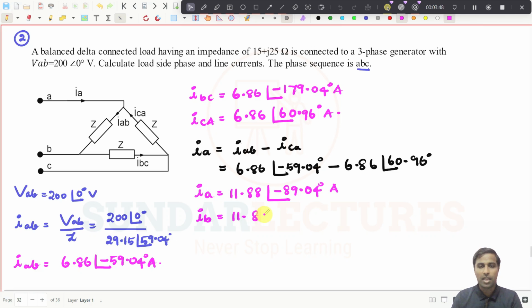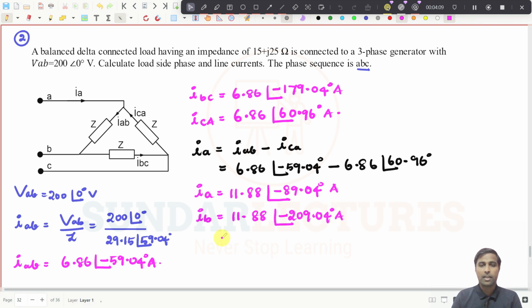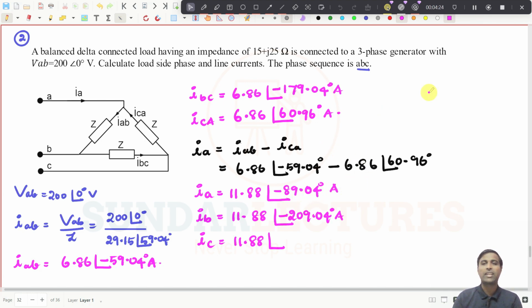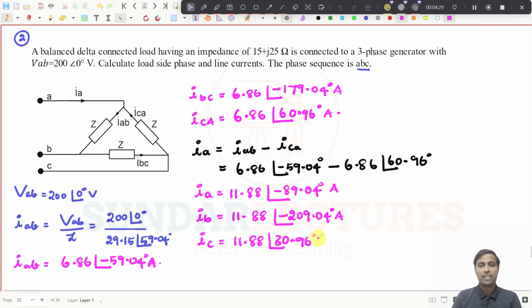What is the value for IB? It will be again 11.88. From here on, you have to put minus 120 degrees. What will be the value if I put minus 120? So it will be minus 209.04 degrees amperes. And then if I am going for IC, the magnitude will be the same, right? From here on I have to put plus 120 degrees, or I can put minus 240 degrees, anything it may be. So I will put plus 120 degrees, and I am just getting plus 30.96 degrees amperes.